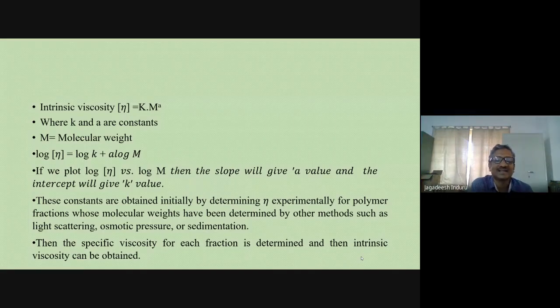These constants are obtained initially by determining eta experimentally for a polymer whose molecular weights have been determined by other methods like light scattering, osmotic pressure, or sedimentation. Knowing that, we can calculate K and A. Once K and A are known, our job is simplified. Then the specific viscosity for each fraction is determined, the intrinsic viscosity can be calculated, and we are going to get the molecular weight of a given compound. So now we have seen the optical properties.